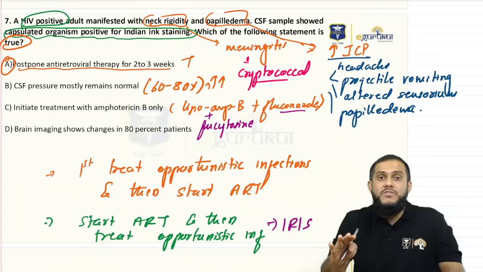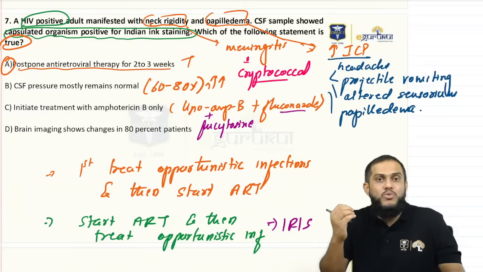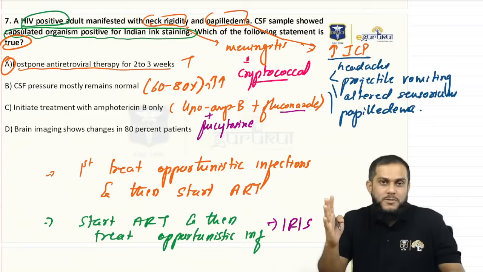Actually, the guideline says if you see cryptococcal meningitis in an HIV patient, by default you have to add flucytosine along with liposomal amphotericin. It is not plus or minus, it is plus flucytosine. So that's why only amphotericin B is not possible.